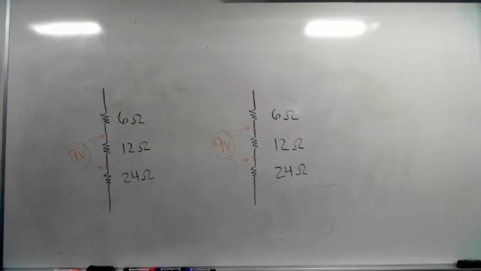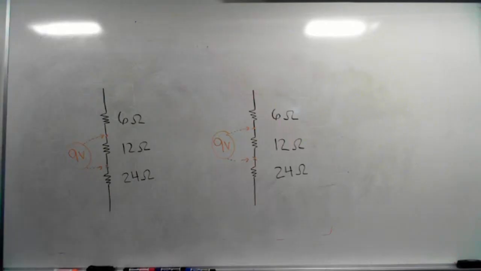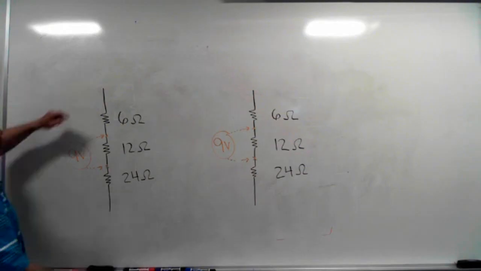So here's my diagram. I'm not showing the battery. You probably drew the battery over here, and that's fine. I wanted to show two circuits, so I left the batteries off, but just imagine the battery's there. The question is, what's the total voltage across the whole network?